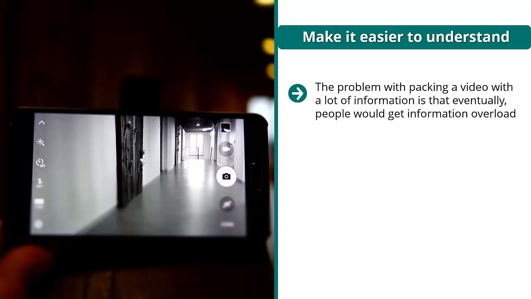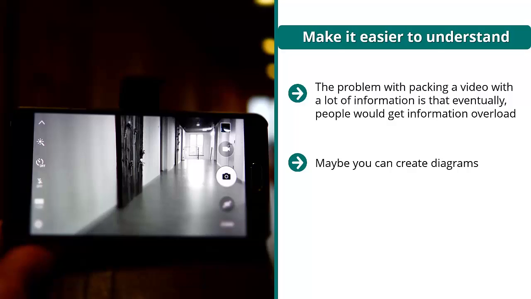The problem with packing a video with a lot of information is that eventually people would get information overload. Bad idea. When you're packing information into a video, you can do it in a non-intimidating way. You can do it in a way that doesn't turn off people. How? Present it in an easy-to-understand format. Maybe you can create diagrams. Maybe there's a nice little outline that flashes from time to time.